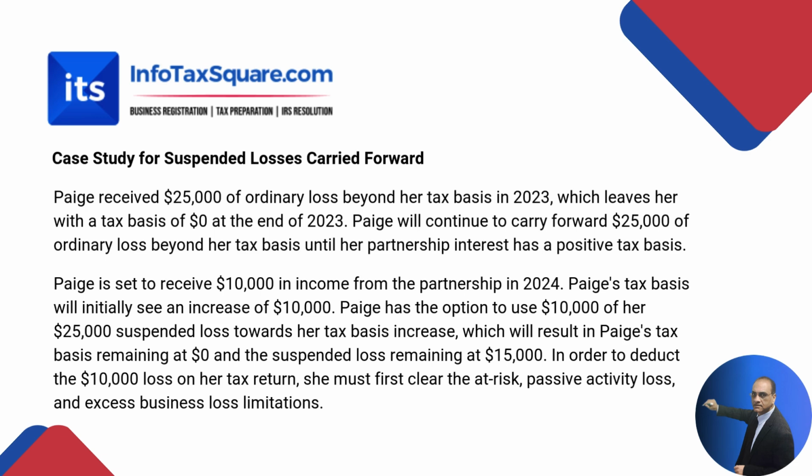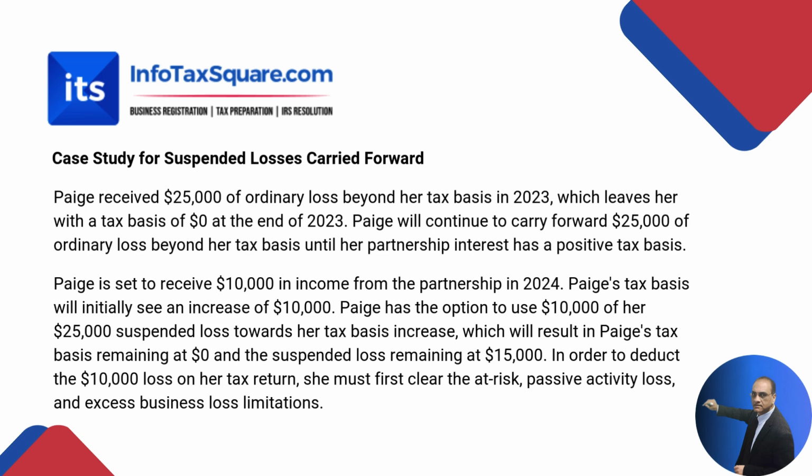Now I'm going to share with you a case study to explain how current year losses may be deducted in the subsequent year. In 2023, Paige, a taxpayer, received $25,000 of ordinary loss beyond her tax basis, which leaves her with a tax basis of zero. At the end of 2023, Paige will continue to carry forward $25,000 of ordinary loss beyond her tax basis until her partnership interest has positive tax basis.